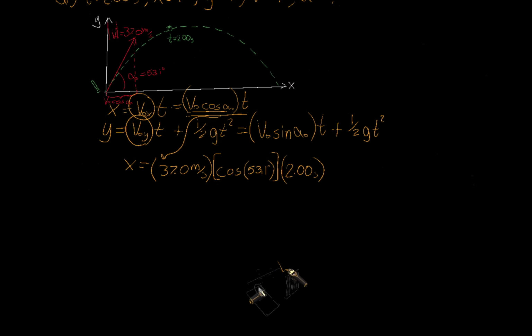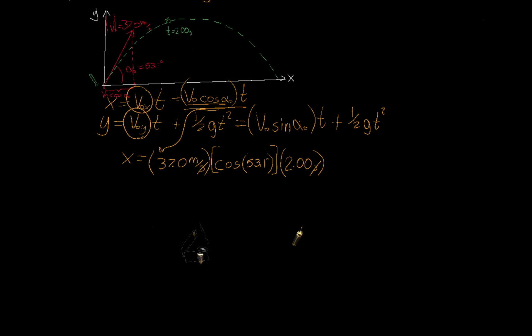Cosine of some degrees, that's going to get us just a unitless number. Seconds in the numerator, seconds in the denominator, they're going to cancel. We'll be left with just meters. So yeah, it's going to get us a distance, right? Position units. So if you plug that into your calculator, then for x, you should get 44.4 meters.